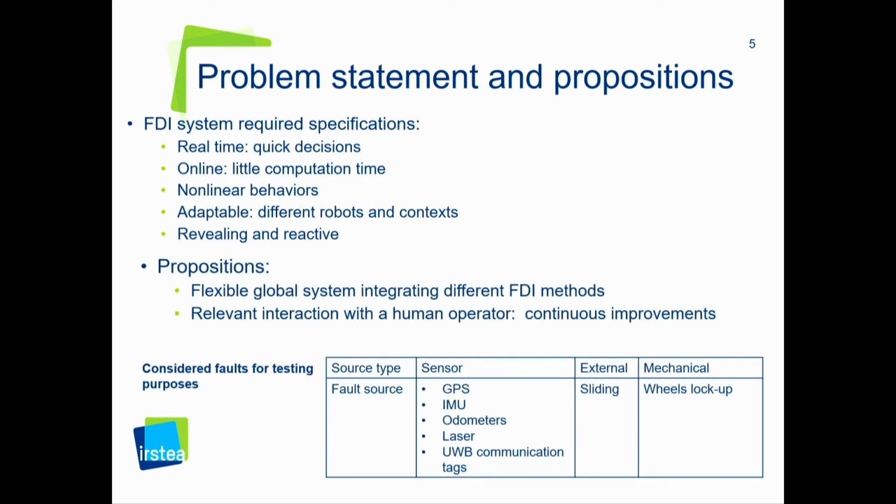Our proposition is first to design a flexible global FDI system, integrating multiple FDI methods, and to put the human in the loop by interacting with him and ensuring a continuous adaptation and potentially improvement of our proposed method. For test purposes, we have considered 10 faults split into 3 categories: sensor, external, and mechanical faults.